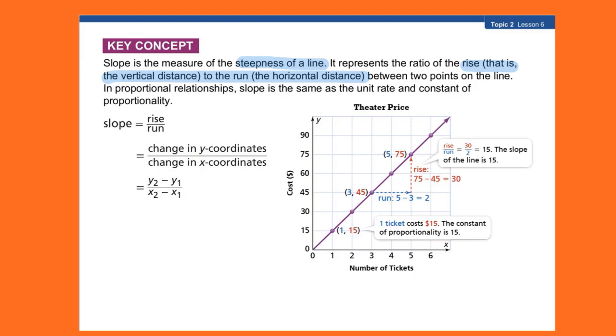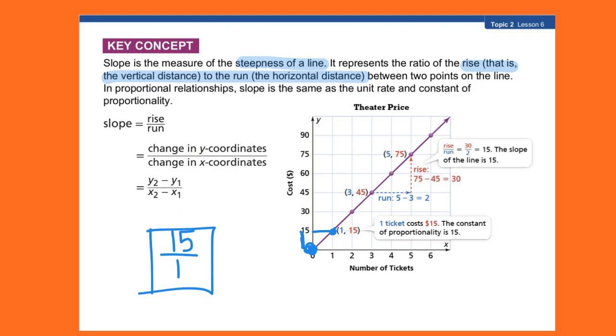Now there's a couple ways to find it if you have a graph. The first one is you can simply count. Find 2 dots you want to use. I'm going to use this one and this one. I'm going to count up to 15 and I'm going to count over to 1. So if you have a graph, you can just use the counting method.